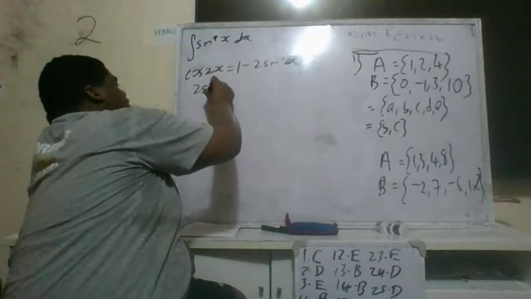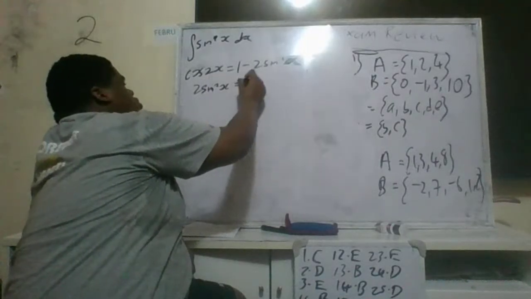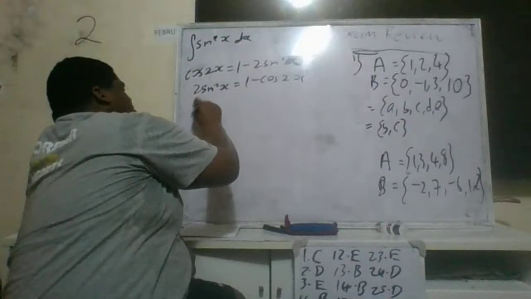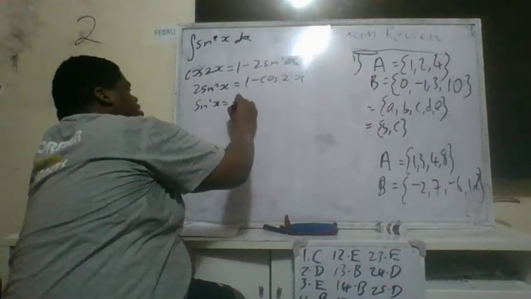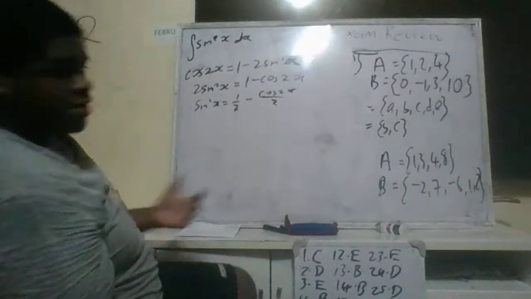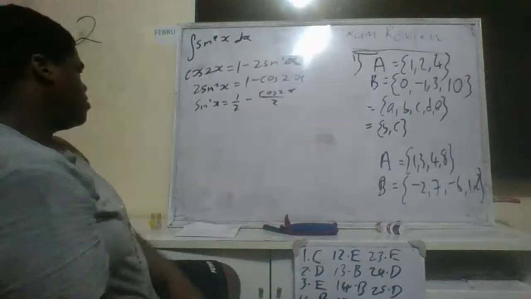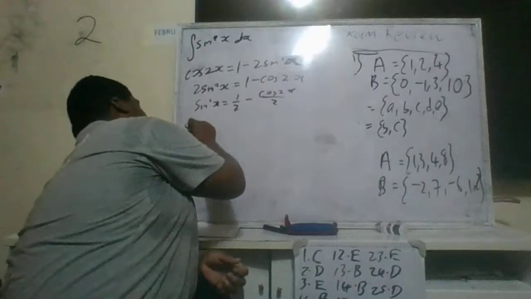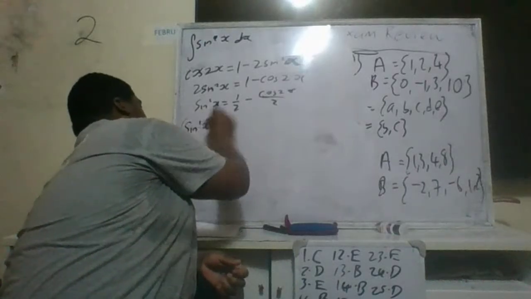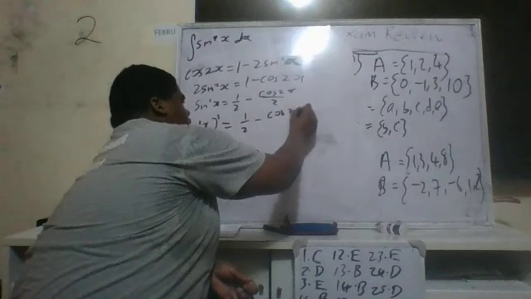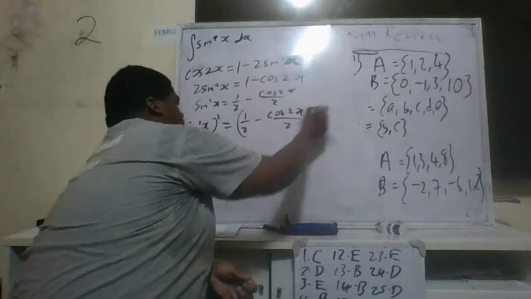That means 2 sine square x is equal to 1 minus cos 2x. That means sine square x is equal to 1 over 2 minus cos 2x over 2. Right? It's clear. That means sine to the power of 4 x will be sine square x all squared, which is equal to 1 over 2 minus cos 2x divided by 2 all squared.